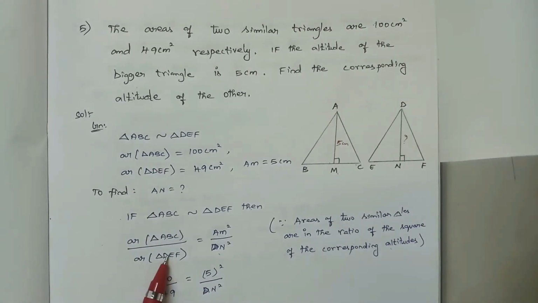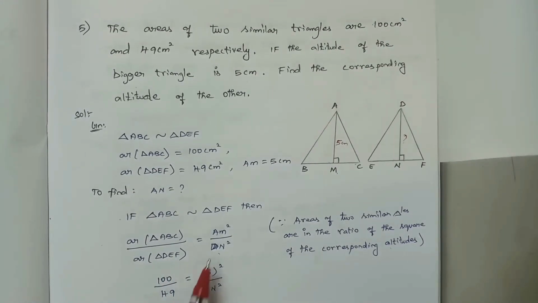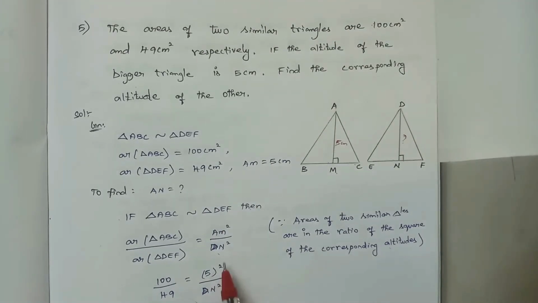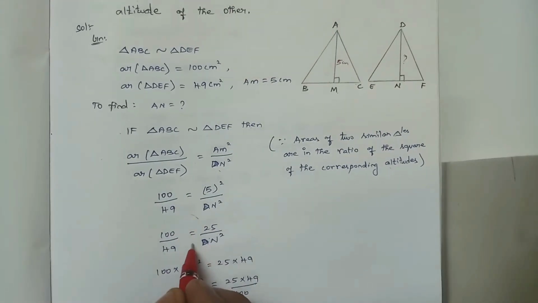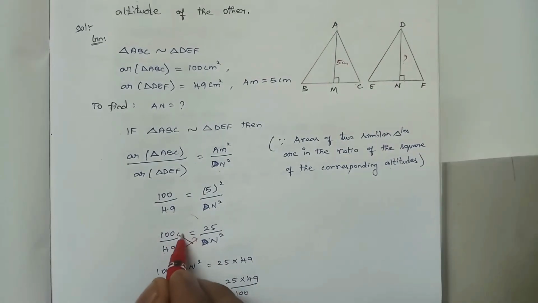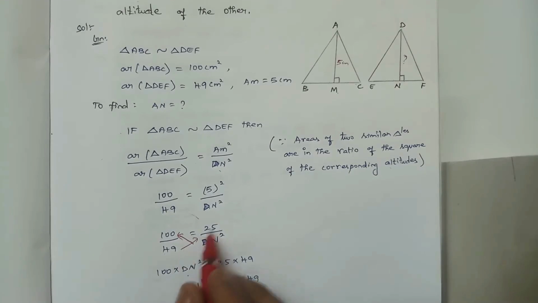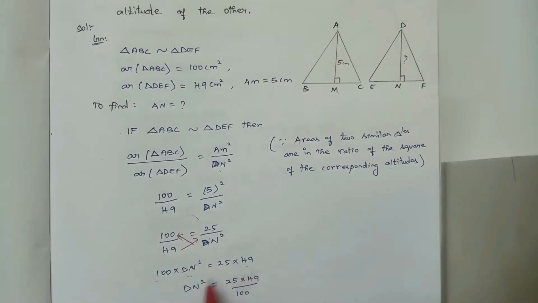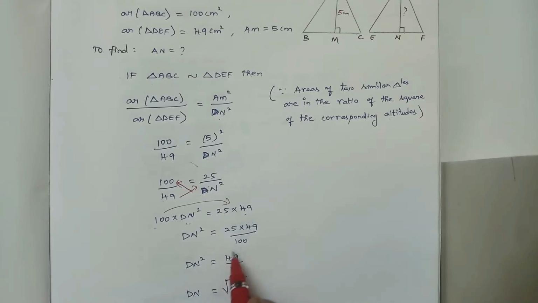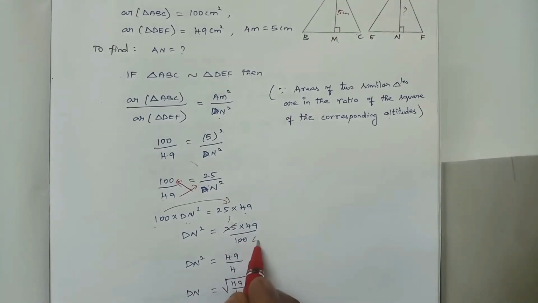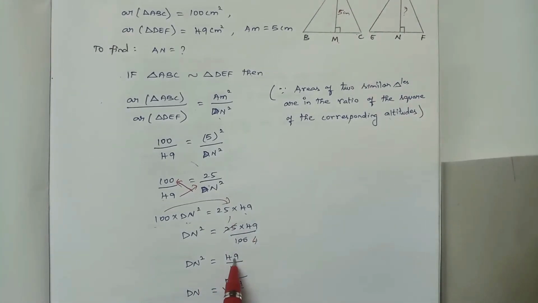So by using that, 100 divided by 49 is equal to AM square by DN square. We know the value of AM is 5, so 5 square is 25 over DN square. Taking to the LHS and RHS, 100 into DN square is equal to 49 into 25. Taking 100 to the RHS, multiply will become divide. So DN square is equal to 25 into 49 divided by 100. Simplifying, DN square is equal to 49 by 4.